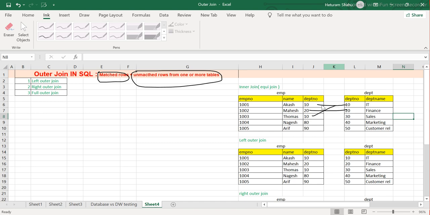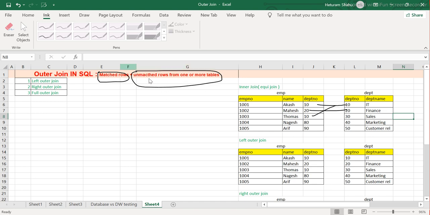You see that 10 is matching here and 20 is matching with this, and 10 is matching with this. If I see the output of this equijoin, I will get 1001 Akash 10 10 and IT. Again 1002 Mahesh 20 20 and finance. Then 1003 Thomas 10 10 and IT. So I will essentially get only three records as part of the matching rows. This is very clear because we already discussed it in the previous session when we were discussing inner join or equijoin.